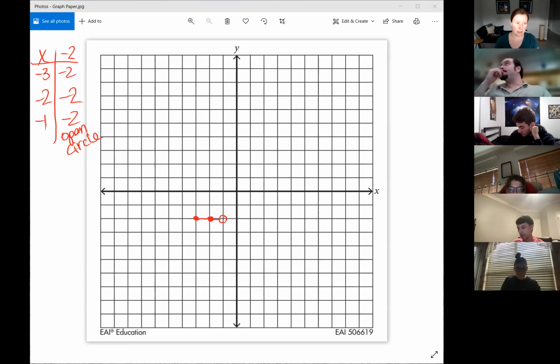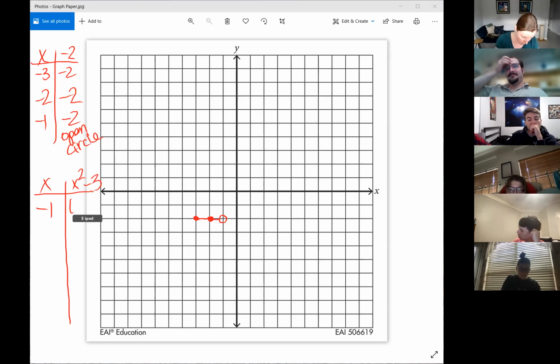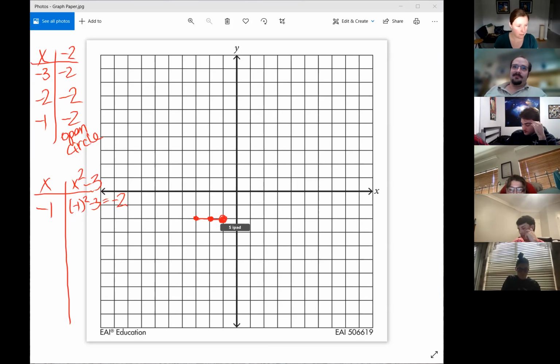Before we even do any table stuff, what does an x squared look like? A parabola. Yep. So we should be expecting a U or some kind of curvy thing. We should not be expecting a line. It should be curvy. So x and x squared - 3. I'm going to plug in my -1. -1 squared - 3 is -2. Oh, look, it matches. So it's not going to be open, it's going to be closed. Cool. All right.